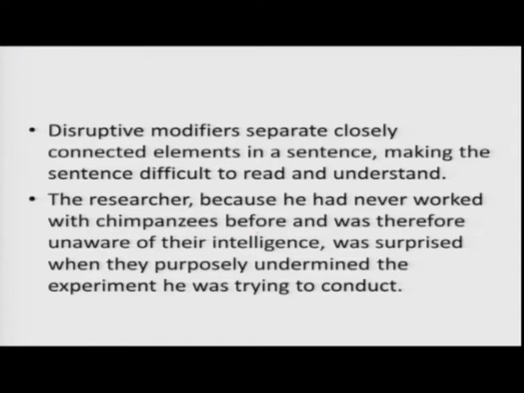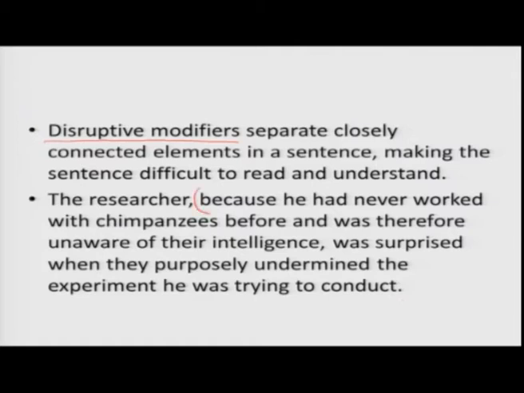The next issue is what we call disruptive modifiers. They separate closely connected elements in a sentence, making the sentence difficult to read and understand. We observed earlier that you should not break up a sentence by placing a modifier in between, and sometimes it makes the sentence ungrammatical as well. Look at the example. The researcher, because he had never worked with chimpanzees before and was therefore unaware of their intelligence, was surprised when they purposely undermined the experiment he was trying to conduct.